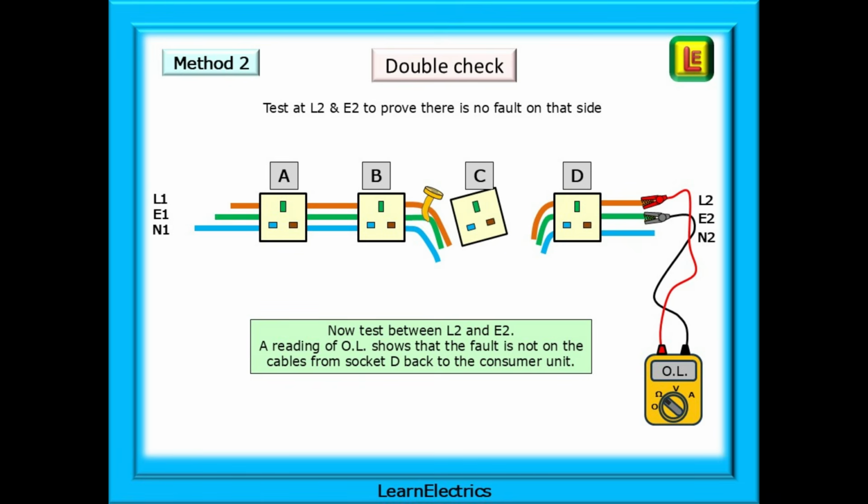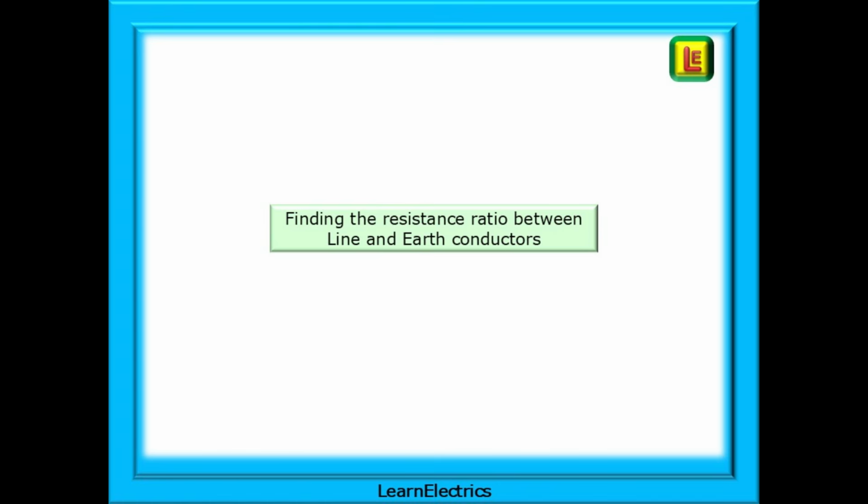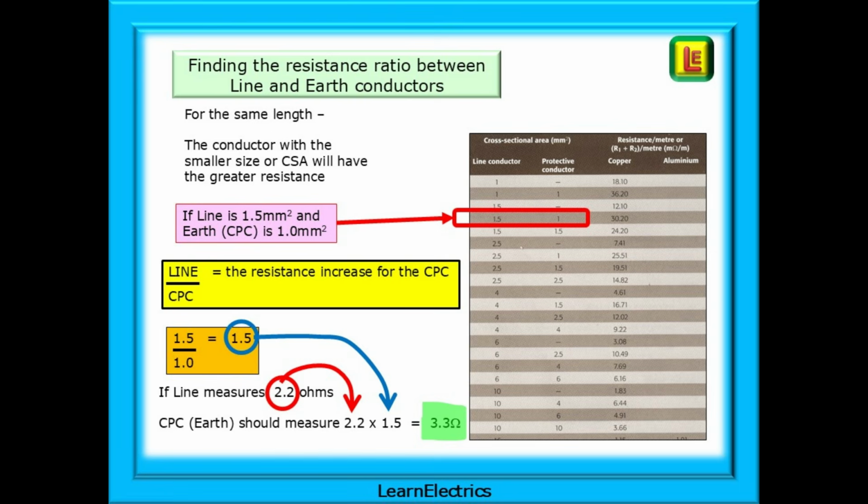Now it's just a case of homing in on the fault, removing the damaged cable between B and C and replacing with fresh, undamaged cable. Before we go, we will look at finding the resistance ratio between line and earth conductors, or, as we should say, the ratio between line and CPC. If the line conductor and the CPC are effectively the same length, then use this method, and they should be the same length if the cable is twin and earth.